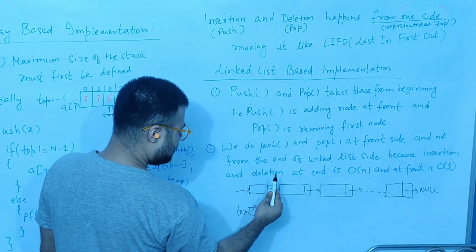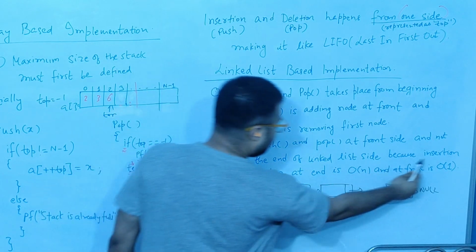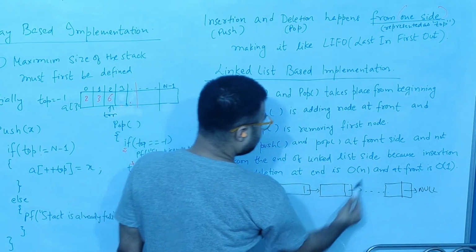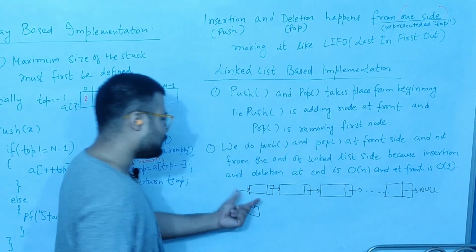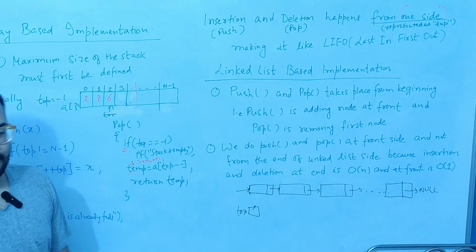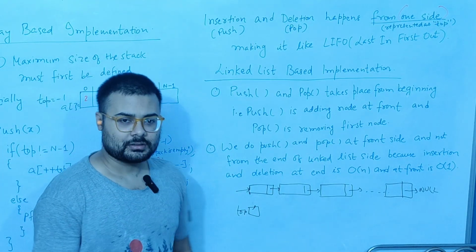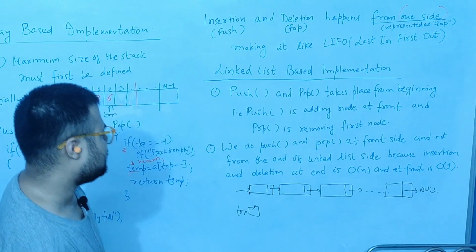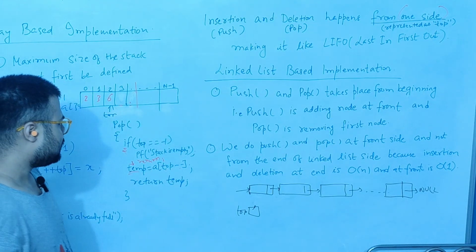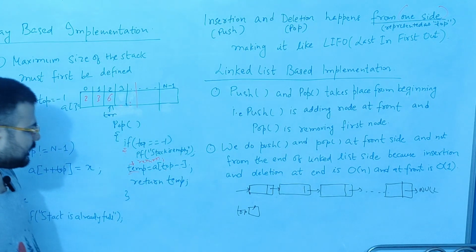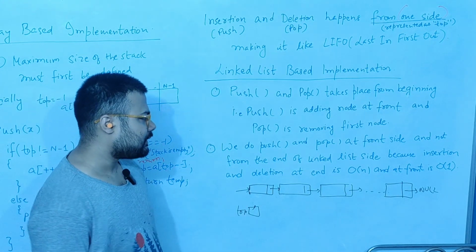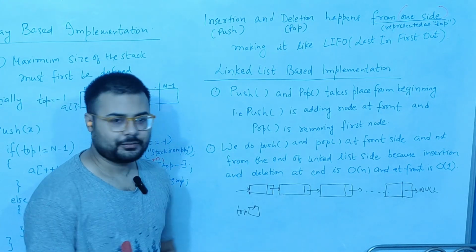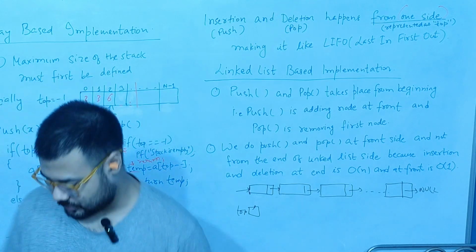We know that insertion and deletion at the end is order of n and at the front is order of 1. That's why we choose the first element, the front element of the linked list, to be the top element. And how to insert at the first element, the code of it we have seen in the linked list.